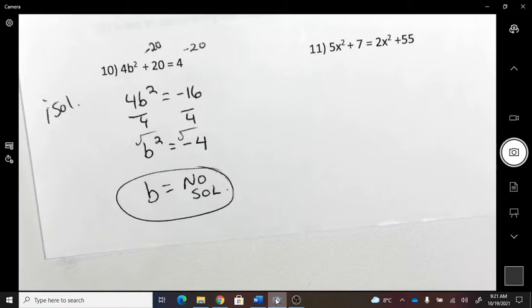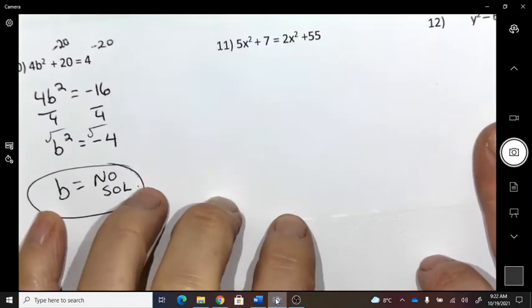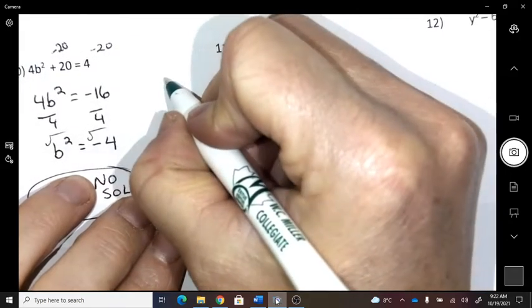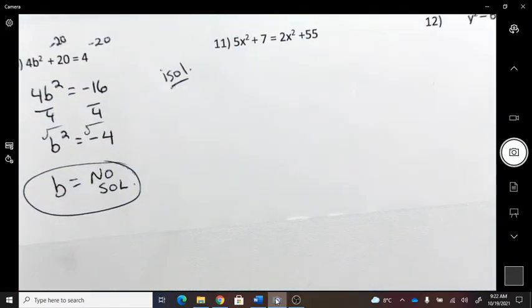Okay, number 11. Strategy. Should we pick isolation again? I only see one variable type in that equation. Okay, so how would I like to start this? I would like to group those x squareds together first. So remember my hint was take away the smaller one.